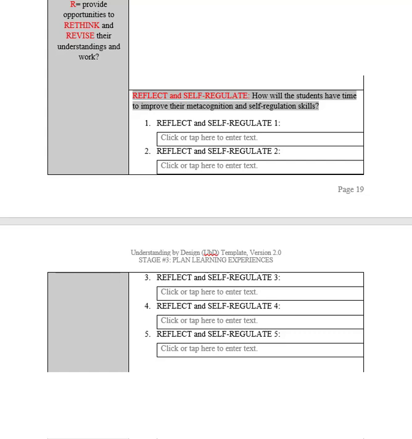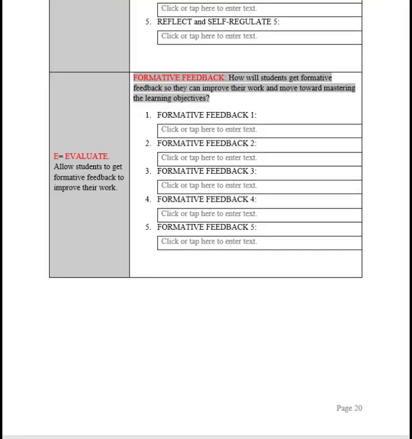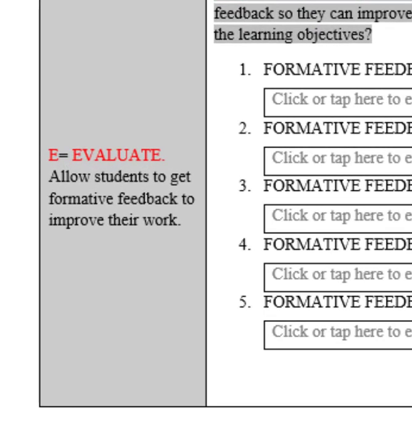So, when planning your unit, you should provide opportunities for self-reflection. This could look like completing self-assessments or keeping a reflection journal over the course of the class. Here is a place where you can list your ideas to promote reflection in your own unit. The second E is evaluate.